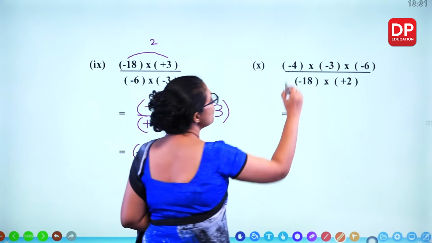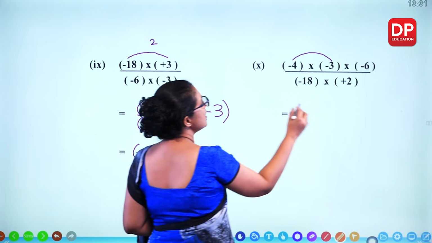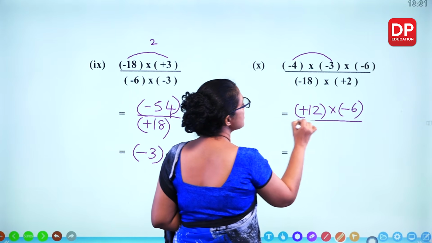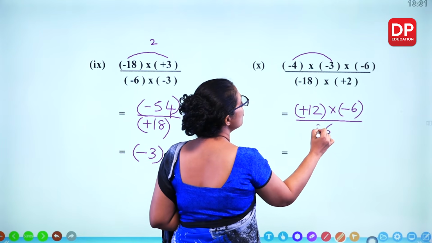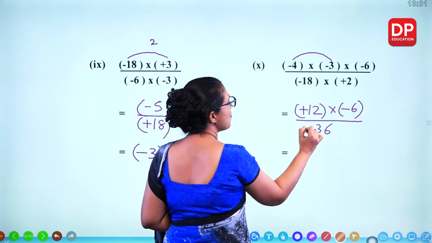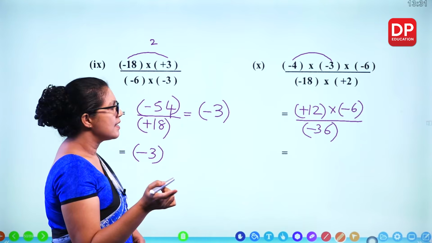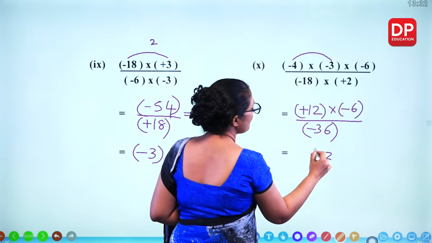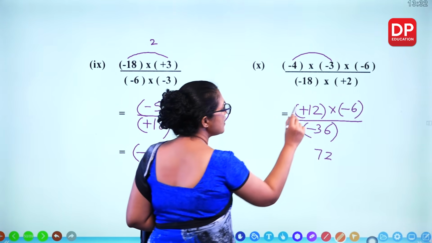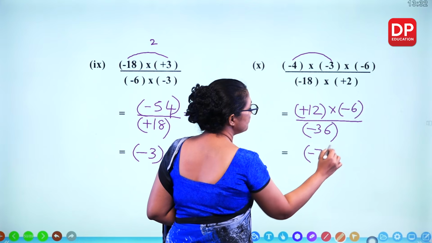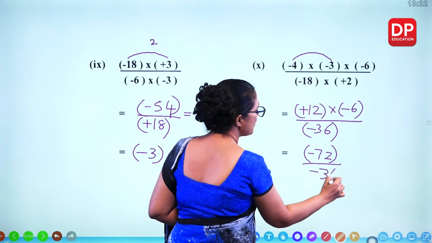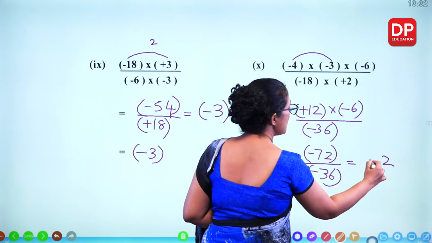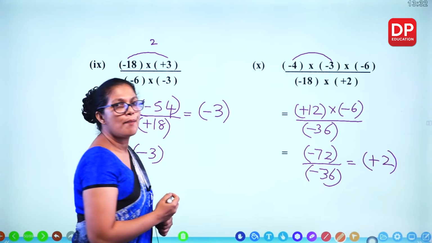Here we'll take these two first. 4 times 3, plus 12. And then with minus 6. Here 18 times 2, you get 36. That's minus. 1 is positive, 1 is negative. Now multiply these two. 72, 12 times 6. But the answer is negative. Now both negative. 72 divided by 36 is 2. Both negative means answer is positive.